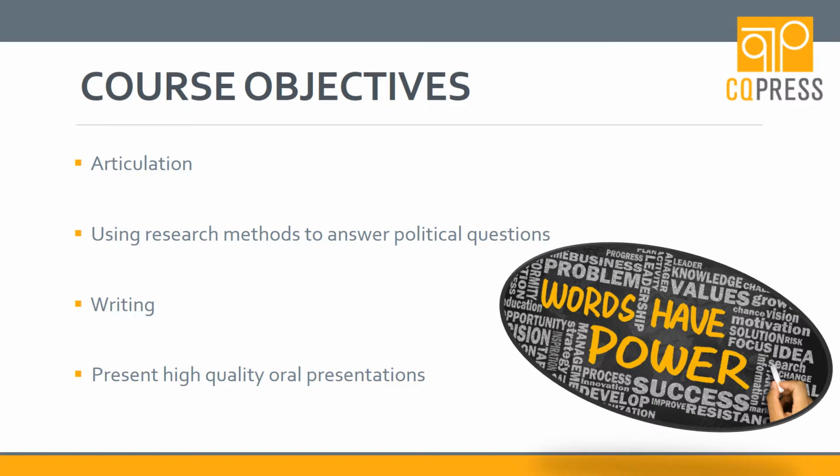Using research methods to answer political questions. Students are encouraged to use appropriate methods of analysis and research, including qualitative and quantitative methods, historical comparison, and textual interpretation to understand political questions. Writing. This course has a very strong writing component. Students are encouraged and expected to write professional grade research papers on political science questions.